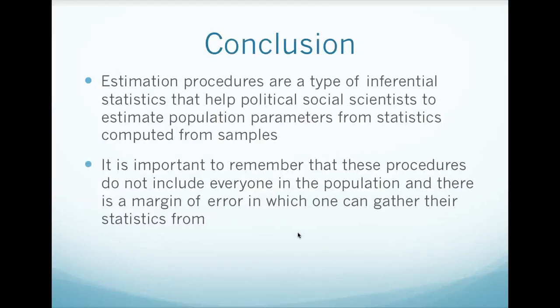In conclusion, estimation procedures are a type of inferential statistics that help political and social scientists to estimate population parameters from statistics computed from samples. It is important to remember that these procedures do not include everyone in the population, and there is a margin of error in which one can gather their statistics from.